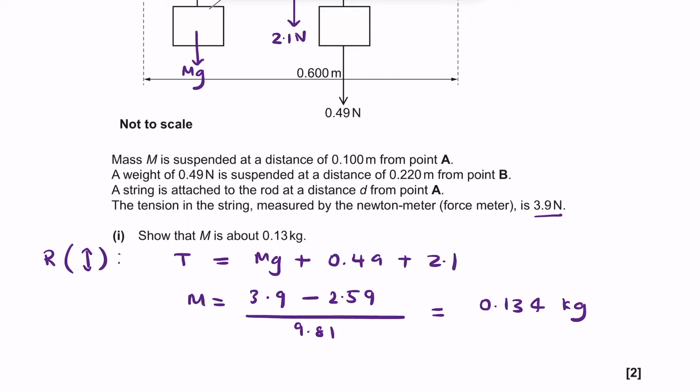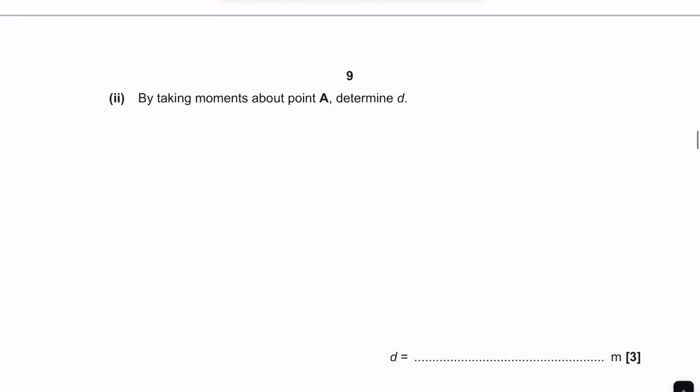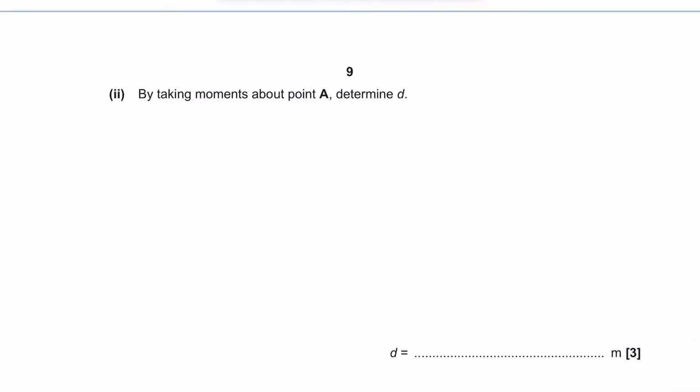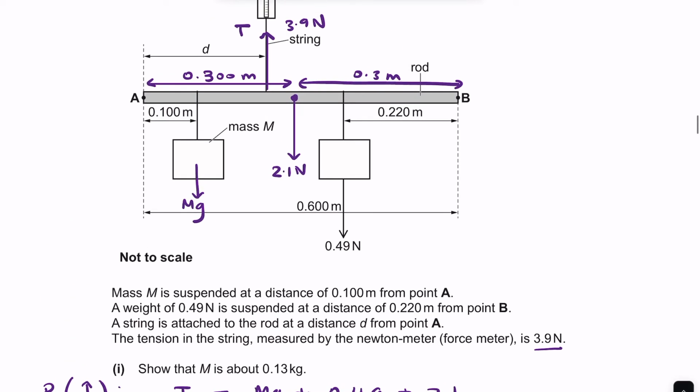Okay, so let's move on to the next part where, by taking moments about point A, we need to determine D. So D is the distance between A and the rod. If I take A as a pivot, then the sum of clockwise moments is equal to the sum of anti-clockwise moments. So let's start off with the 3.9D that's acting upwards, so that will be acting up and against the rest of the moments.